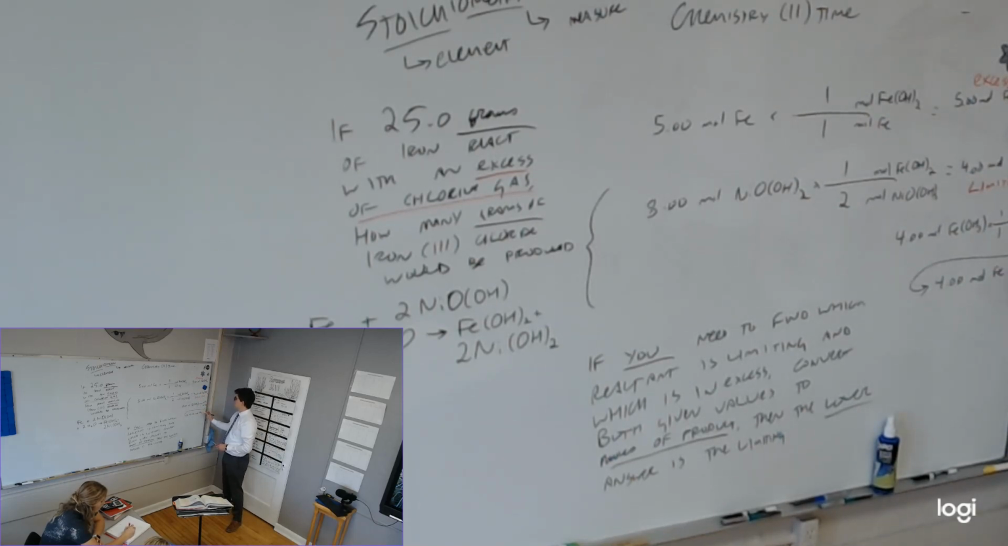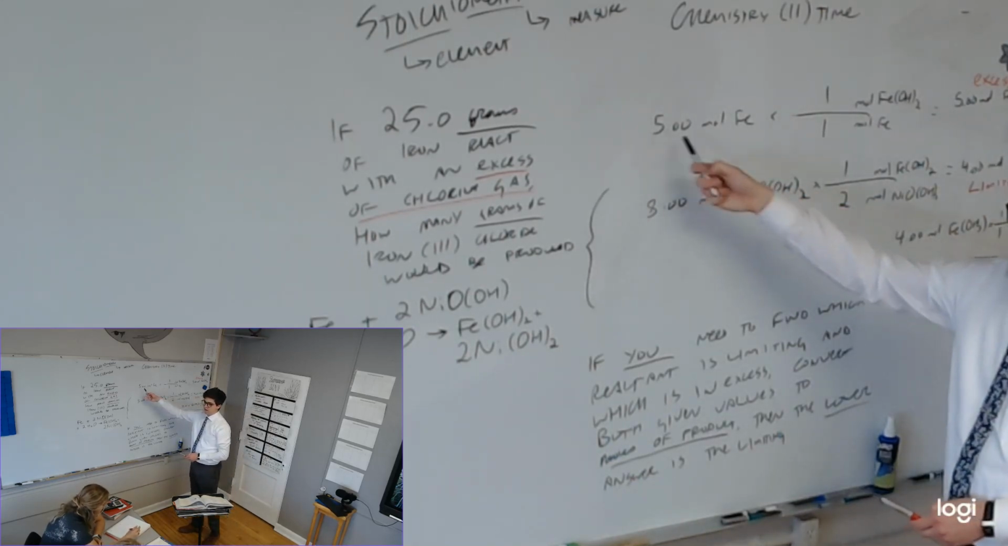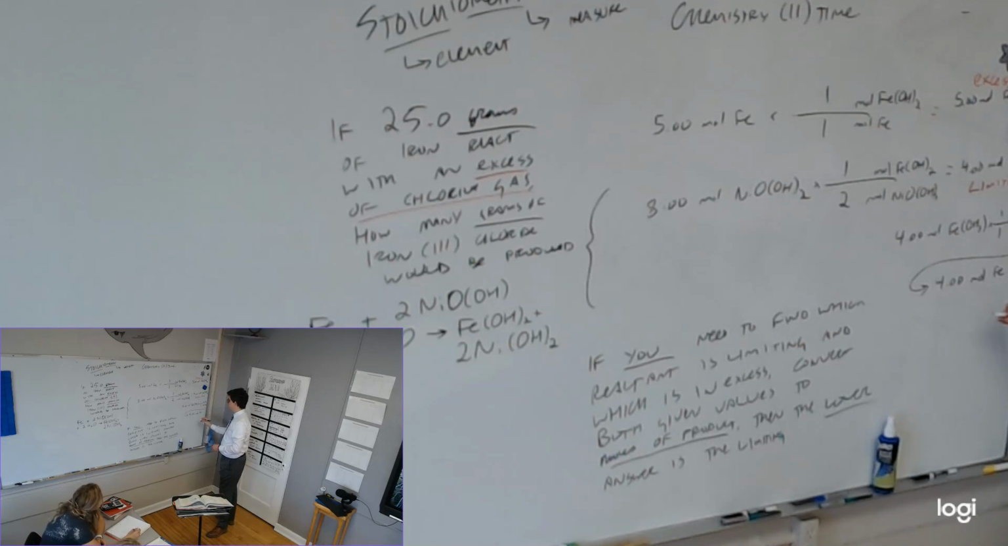We only needed 4 moles of iron, come to find out. And how many did we have? 5. So how much was in excess? How much is left over? 1 mole. Yep. So 5 moles of iron minus 4 moles of iron gives us 1 mole of iron. We can even put this: 1 mole of iron left over.